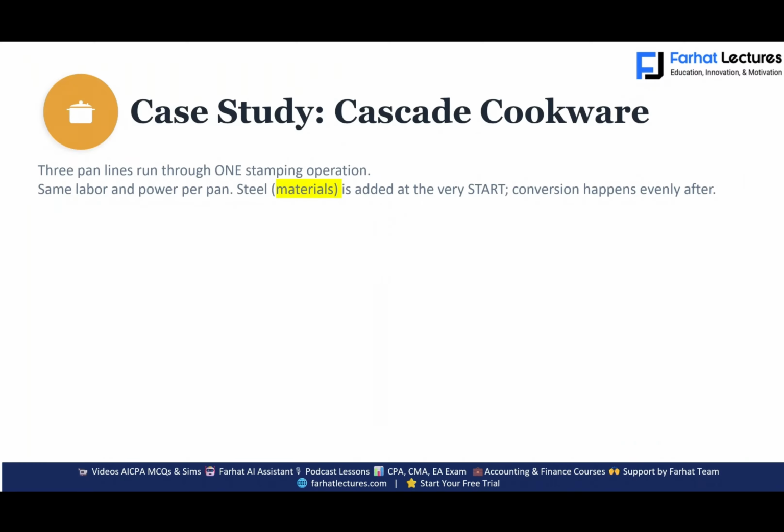Now, let's take a look at a case study for Cascade Cookware. They produce 3 pan lines and they run through one stamping operation. They use the same labor and power per pan. The material is added at the start of the process. This is very important if you're taking the CPA exam or the CMA exam. If they say the material is at the beginning of the process, this is important. You'll see why in a moment. And conversion happens evenly after. Conversion cost applies after. It means labor and overhead.